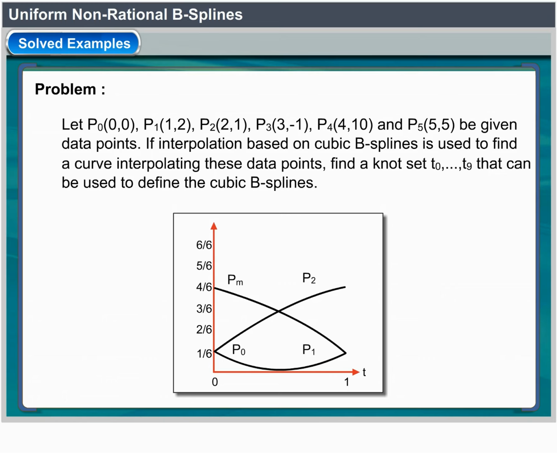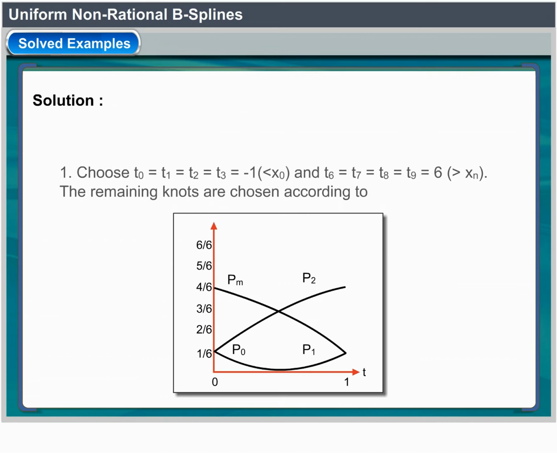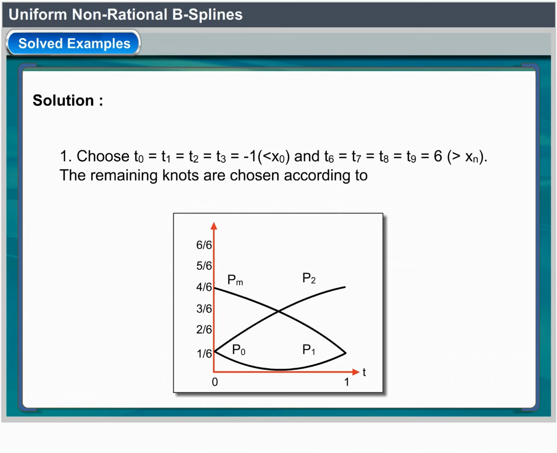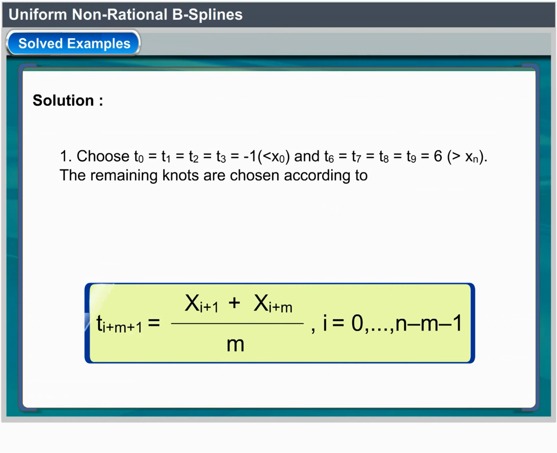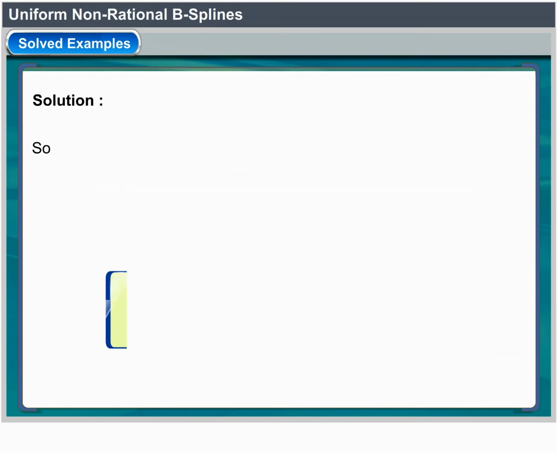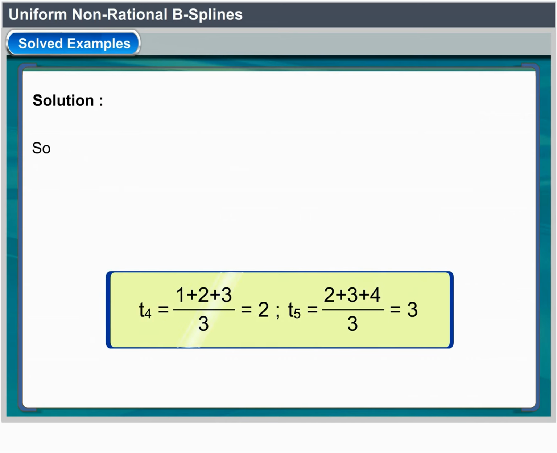Solution. Choose t_0 equals t_1 equals t_2 equals t_3 equals -1, which is less than x_0, and t_6 equals t_7 equals t_8 equals t_9 equals 6, which is greater than x_n. The remaining knots are chosen according to the formula t_{i+m+1} equals (x_{i+1} plus x_i plus ... plus x_{i+m}) over m, i equals 0 going up to n-m-1. So t_4 equals (1+2+3)/3 equals 2. t_5 equals (2+3+4)/3 equals 3.